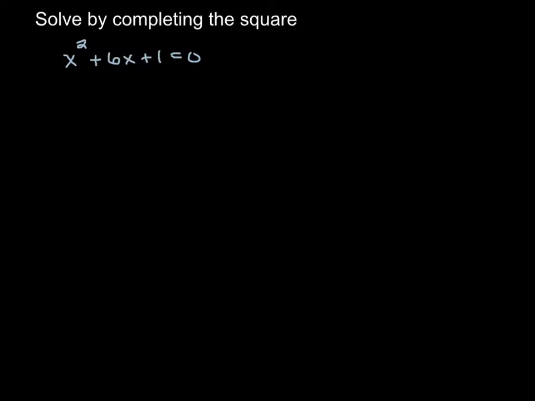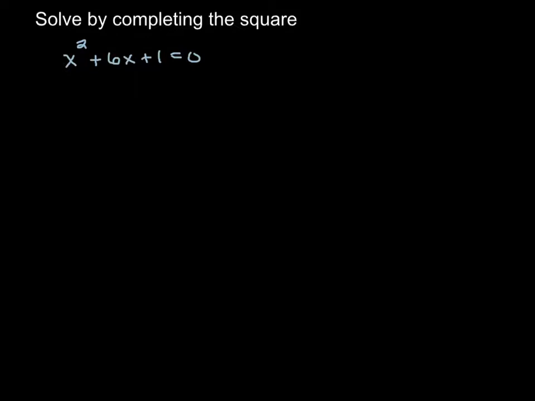Okay, so we have x squared plus 6x plus 1 equals 0. Now I want to find the values of x to make that statement true. So if we were to try and factor this right away, we will look for factors of 1 that add up to 6. Well, the only factors of 1 are 1 and 1, and they don't add up to 6 in any way, shape, or form. So we're not going to do the factoring method. We're going to try and do this by completing the square.